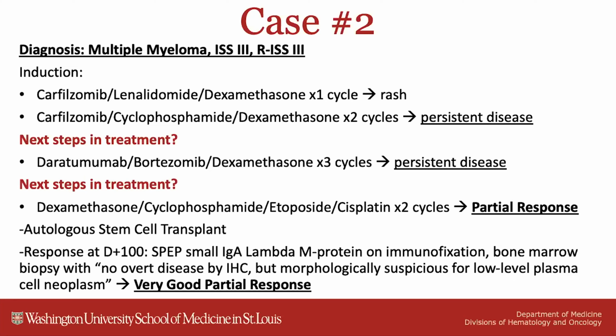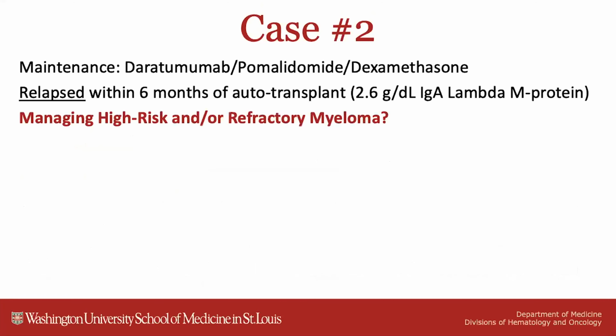Their bone marrow biopsy was read by our very astute pathologists as showing no overt disease by immunohistochemistry, but when they looked at the plasma cells, they thought that they looked morphologically suspicious for still low-level plasma cell neoplasm persisting in the bone marrow. And so this patient, based on their M protein, was characterized as having a very good partial response. And so after treatment, they were started on maintenance daratumumab, pomalidomide, and dexamethasone, and unfortunately relapsed 6 months after their auto transplant with a rising M protein.